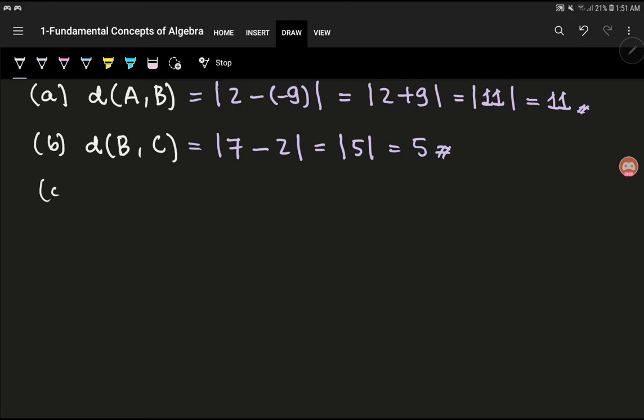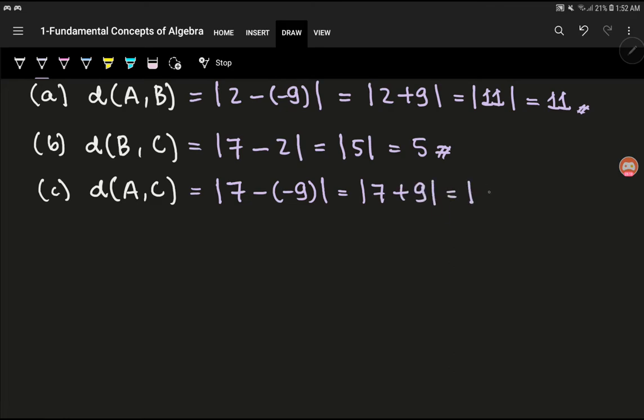Alright, last, the distance from A to C. Again, with the definition, the distance from A to C is the absolute value of coordinate C, which is 7, minus the coordinate of A, which is negative 9. So 7 minus negative 9. Since minus negative becomes plus, 7 plus 9 equals the absolute value of 16. Since the value inside the absolute value is positive, we just write 16 without the absolute value.